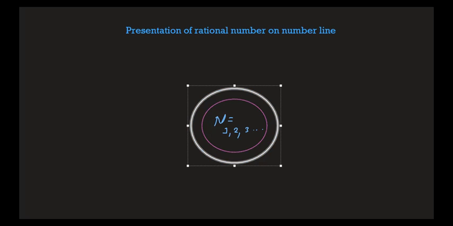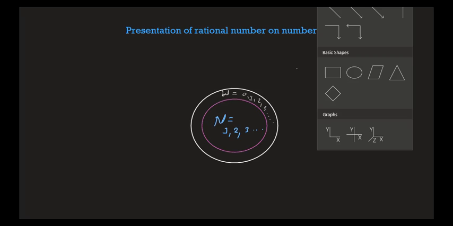I am representing whole numbers by W, and this is the symbolic representation of whole numbers. The whole numbers start from 0, 1, 2, 3 and so on. These all are whole numbers.